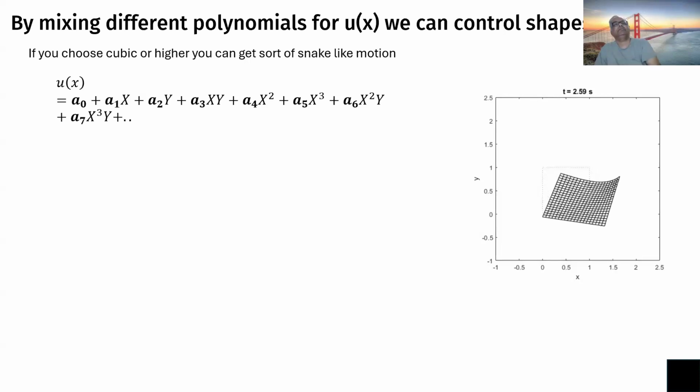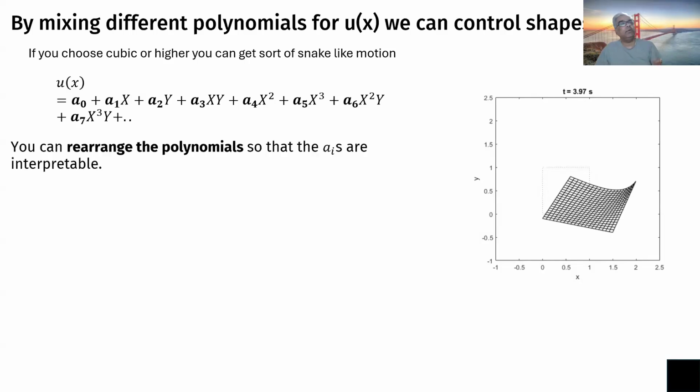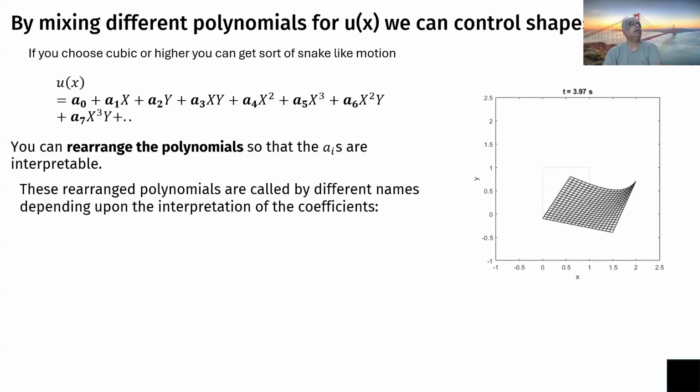In fact, with a particular choice, you can see I can get a very strange motion. You can see the top is bent, the bottom is straight. I can get very complicated motions out of changing these functions. Okay. By the way, writing the polynomial in terms of powers of x and y is not such a great idea because it will get more and more difficult to interpret a0, a1, a2, and all of these things. So you can rearrange the polynomial so that the AIs have specific meanings. And these rearranged polynomials have names, right? Depending upon what kind of meanings their coefficients have.